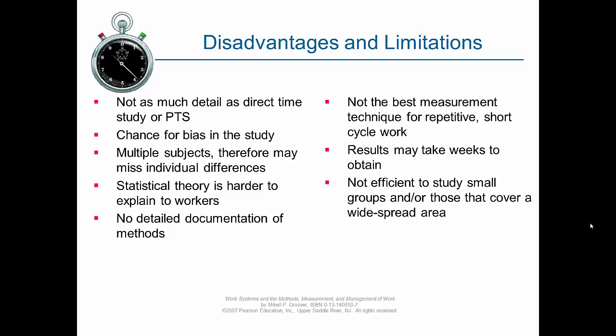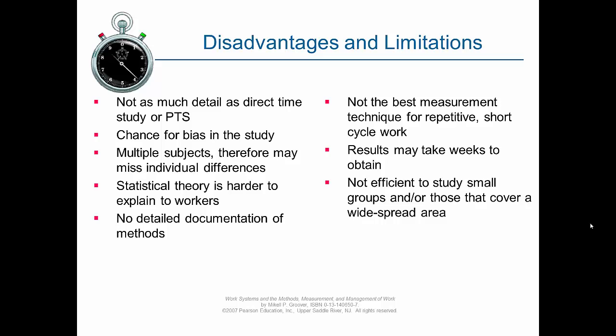Chance for bias in the study: we have instantaneous observation. If it isn't very clear and obvious at a glance what particular activity we're looking at, there could be some bias that could lead us to put a hash mark in a wrong column, for example, or wrong row. Missing individual differences of multiple subjects. So if we see that 30% of the time the machines are idle, we would have to look into more detail. Is that 30% across every single piece of equipment, or is there one equipment out of 3 that is down all the time? So a little bit of the disadvantages.